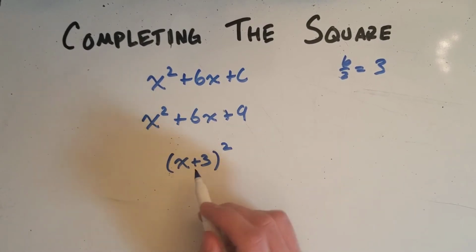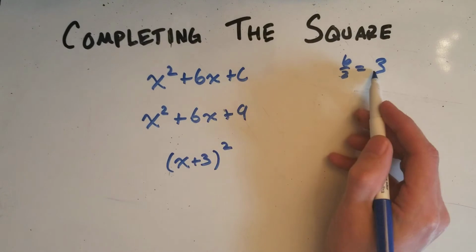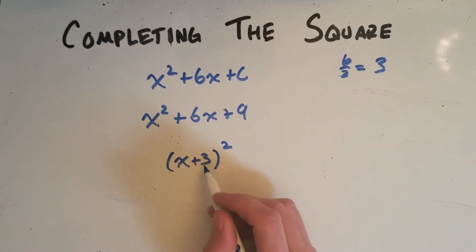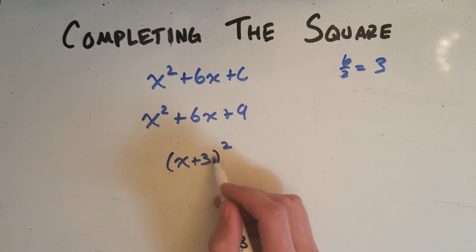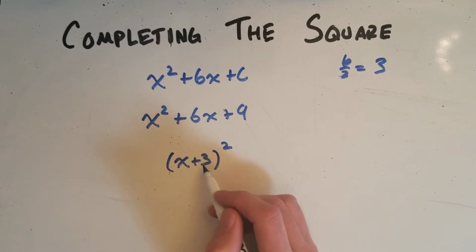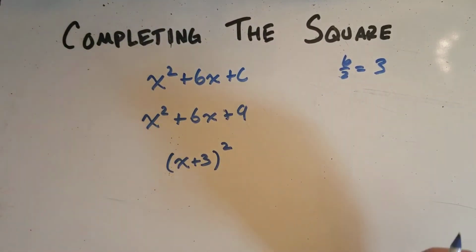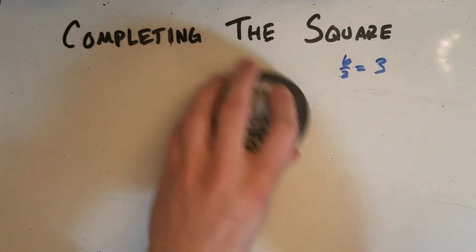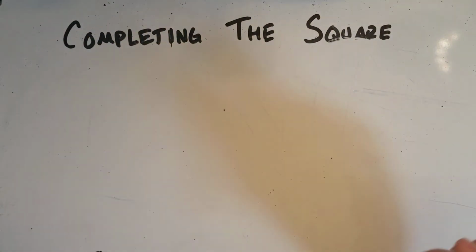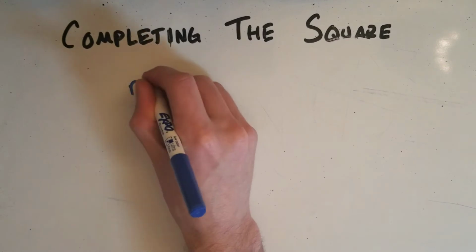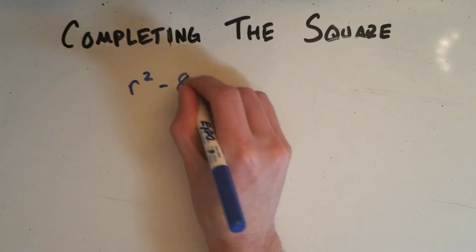So when you write it as a binomial squared, you're going to take half of the b term. That's going to be what goes inside the binomial. Because when you square this, you'll end up with the 9. You'll end up with 2 3x's. That'll become 6x's.